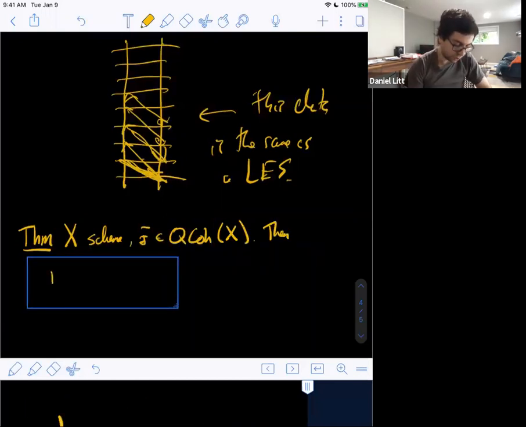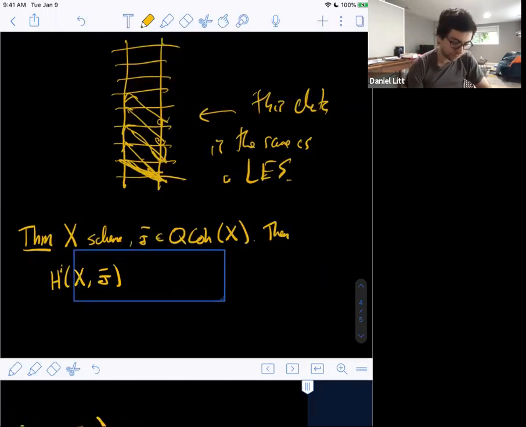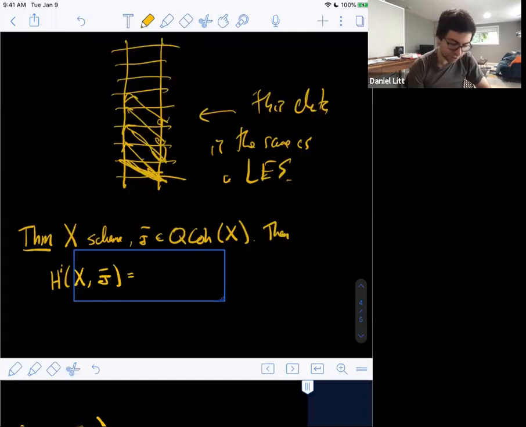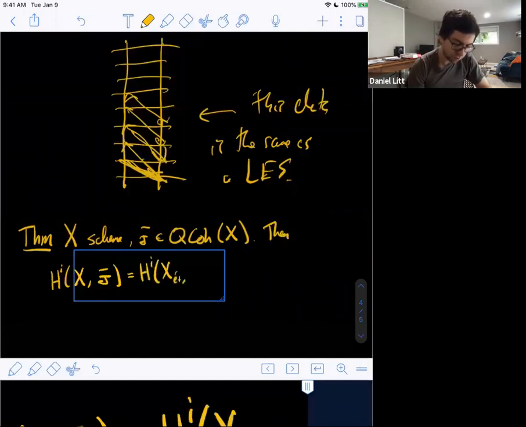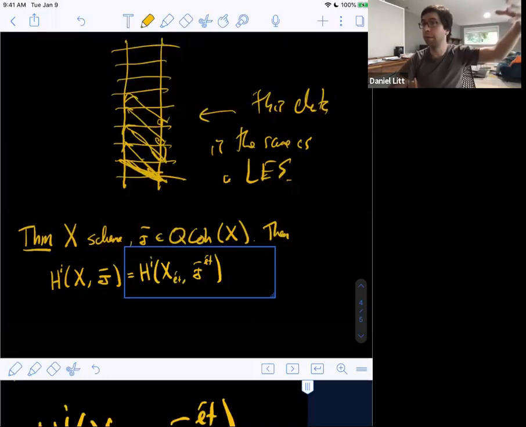here's two things you can do. You can take HI of X with coefficients in F. So this is the usual Zariski cohomology of a quasi-coherent sheaf. The claim is that this is canonically isomorphic to the Étale cohomology of the associated quasi-coherent sheaf on the Étale site. So remember that was just obtained by, for any Étale morphism to X, just pulling back F to that Étale morphism.